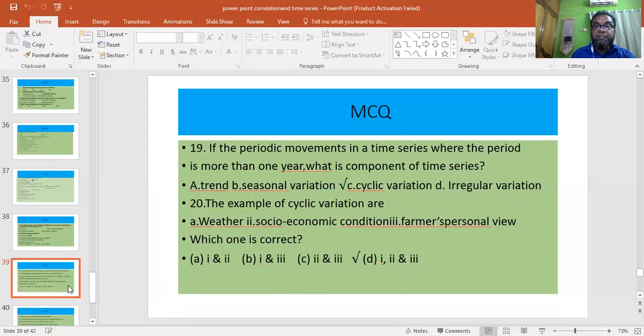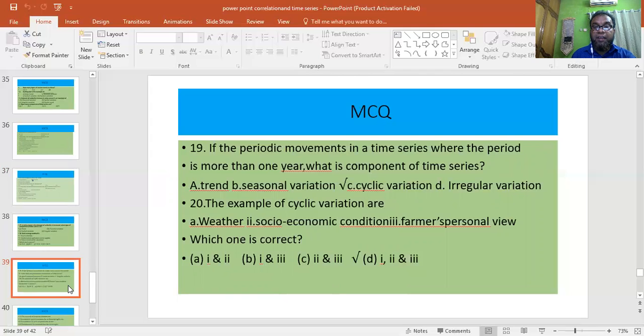In number 19, if the periodic movement in a time series where the period is more than 1 year, what is the component of time series? Trend, seasonal variation, cyclic variation. Cyclic variation is the answer.